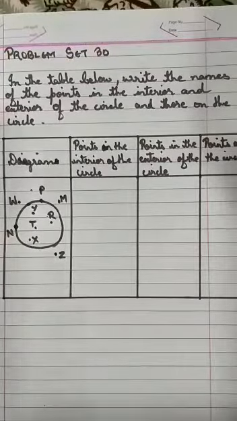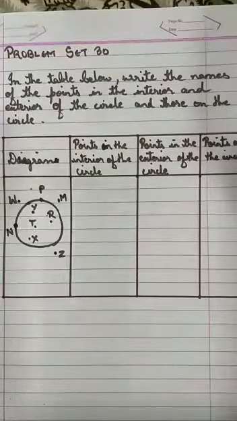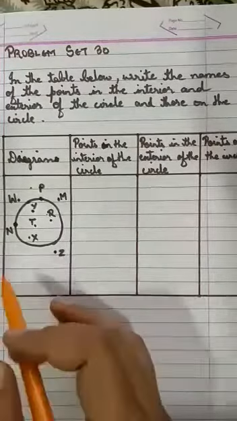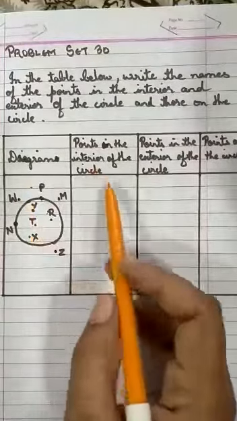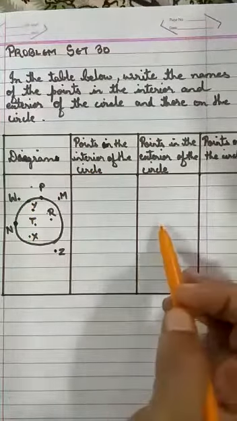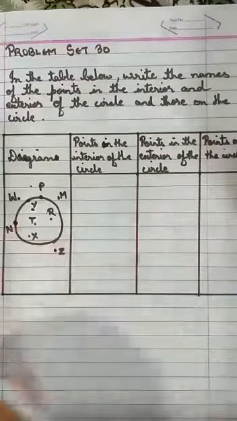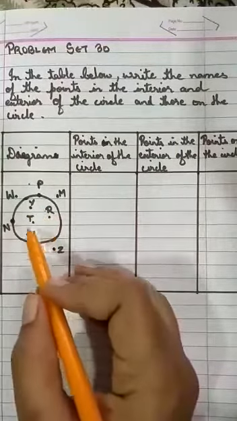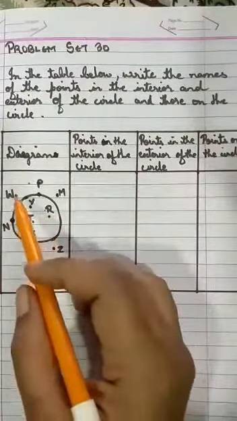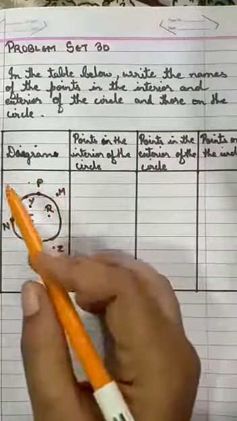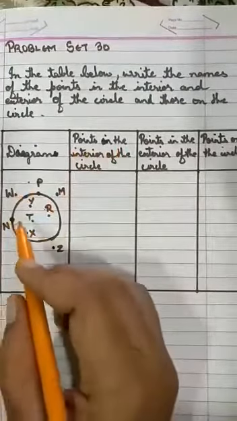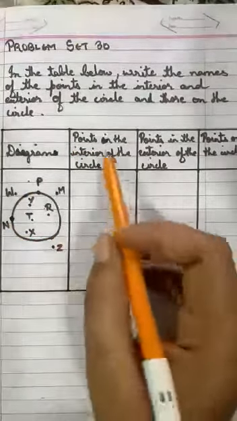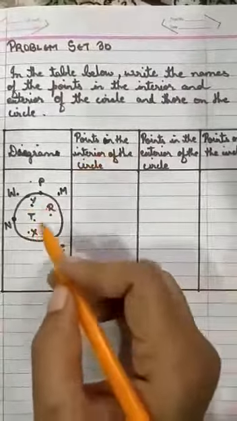In the table below, write the names of the points in the interior and exterior of the circle and those on the circle. So here the table is given. First column is diagram. Second, points in the interior of the circle, points on the exterior of the circle and points on the circle. Interior means the points inside the circle. Exterior means points outside the circle. And points on the circle means the points on the circumference. Understood? So first we have to write the interior, that is inside the circle.